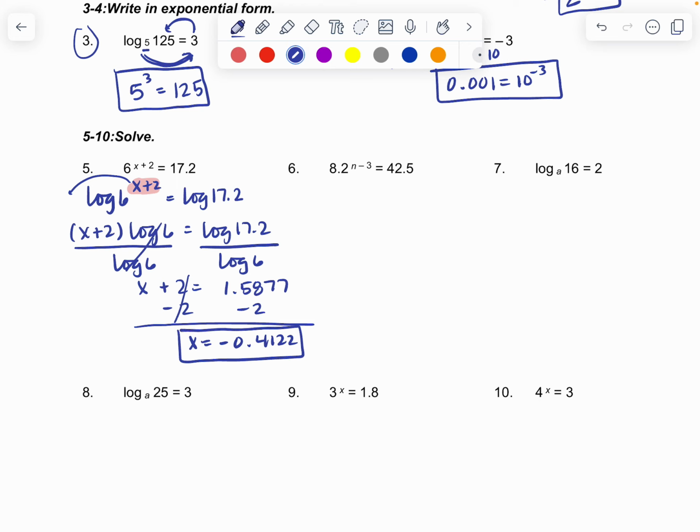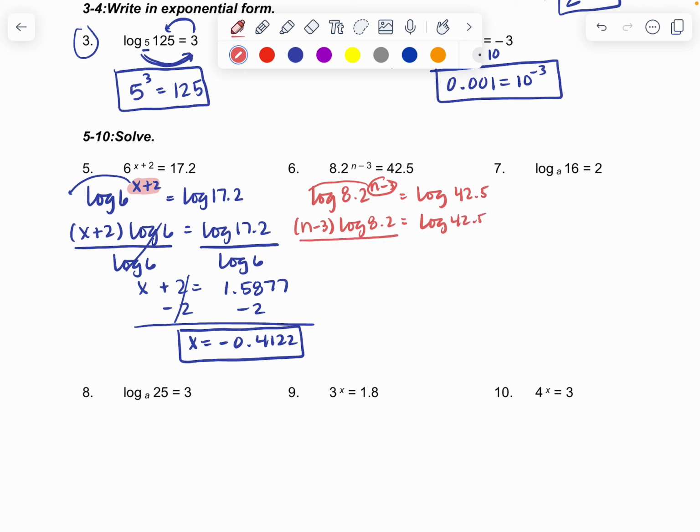All right, number 6, let me do that in a different color so that it pops a little bit. On this one, it's the same idea. I'm going to take the log of both sides. So I have the log of 8.2 to the n minus 3 equals the log of 42.5. Take that little n minus 3, bring it down. So you get n minus 3 times the log of 8.2 equals the log of 42.5.